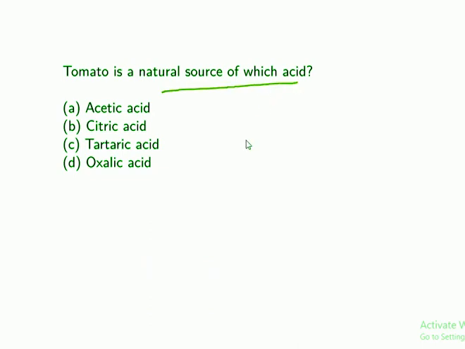Tomato is a natural source of which acid? In tomato we are going to get one acid. Citric acid, it is present in lemon, right?